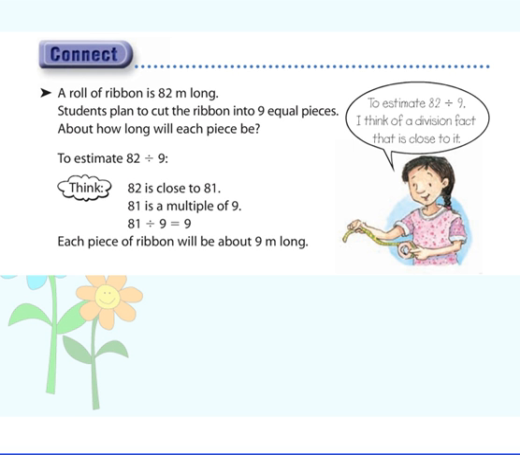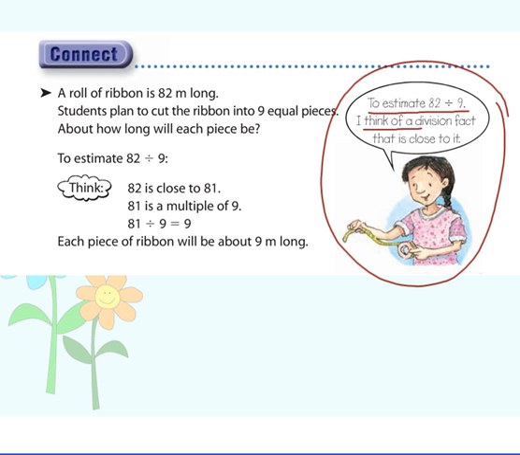So this is the connect, and it says a roll of ribbon is 82 meters long. Students plan to cut the ribbon into 9 equal pieces. About how long will each piece be? So to estimate 82 divided by 9, what is this girl thinking? To estimate 82 divided by 9, I think of a division fact that's close to it. 82 is close to 81. 81 is a multiple of 9. So 81 divided by 9 is 9. So each piece of ribbon will be about 9 meters long. So that was her thinking.